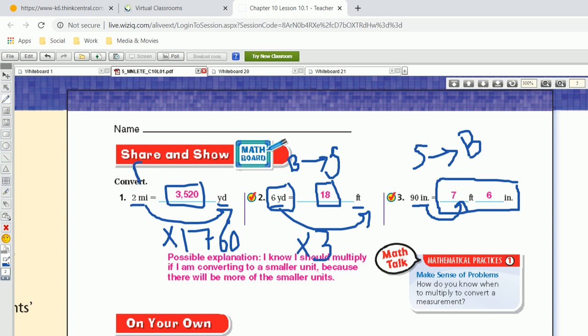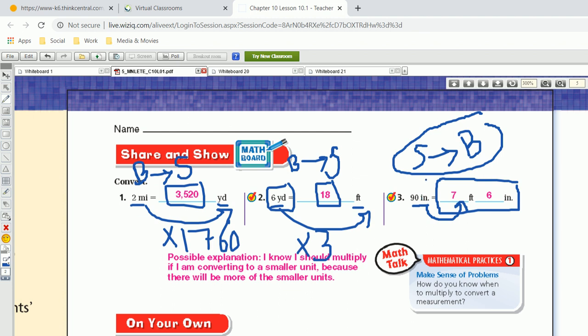And here big to small. So if we want to convert from small to big, what are we going to do? Small to big, divide. Big to small, times. So small to big, divide.